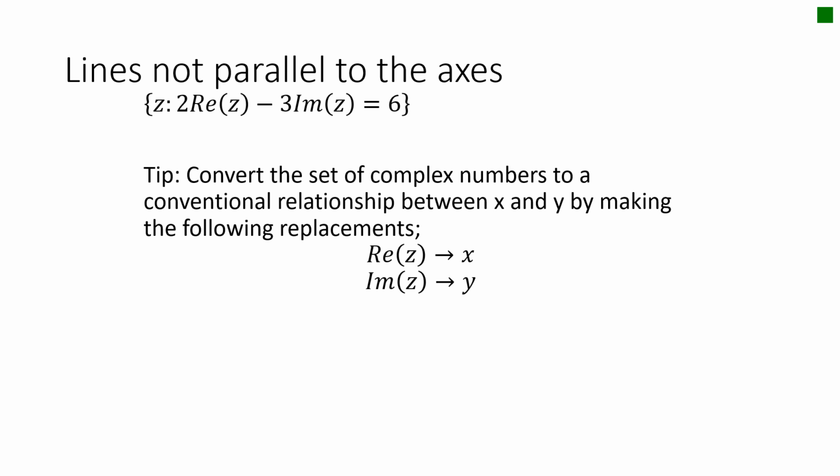Wherever you see real z, replace it with x. Wherever you see im z, replace it with y. So effectively, in that condition that you see, the set of all complex numbers where 2 times the real component minus 3 times the imaginary component is equal to 6 is effectively just the straight line with the simple rule 2x minus 3y is equal to 6. That is equivalent to that Cartesian rule, which you can sketch quite neatly on the plane.